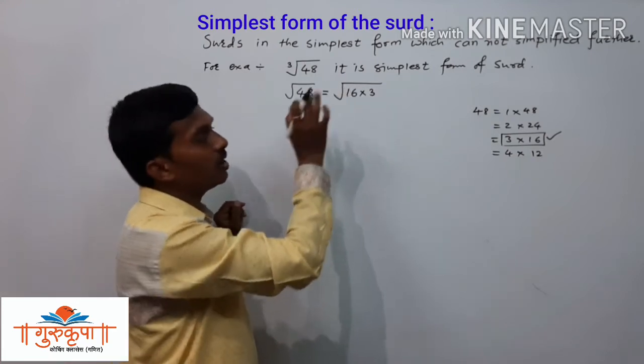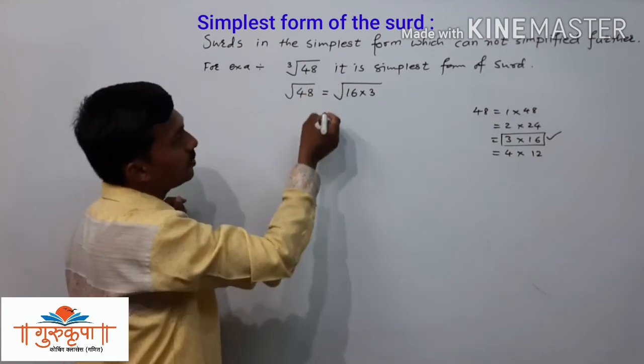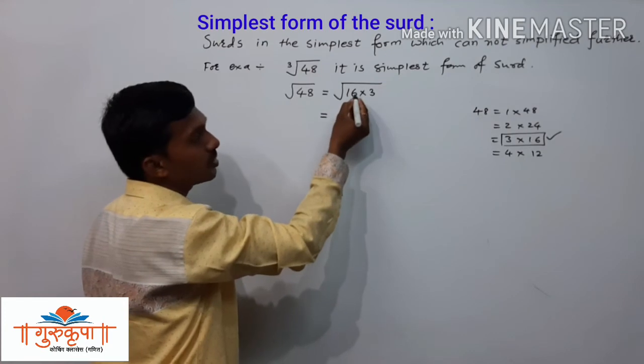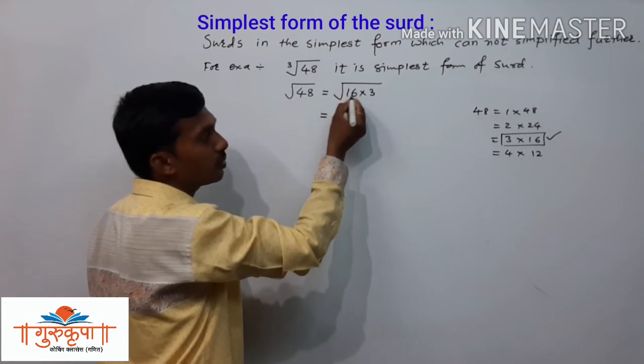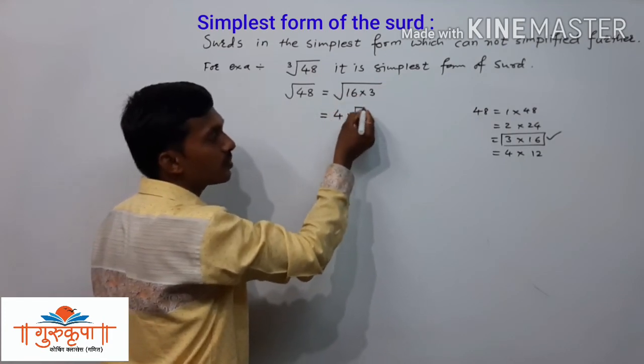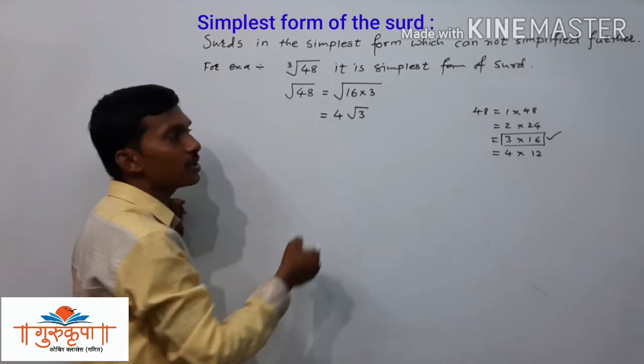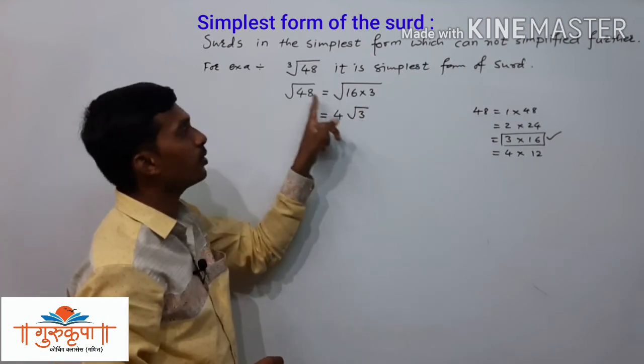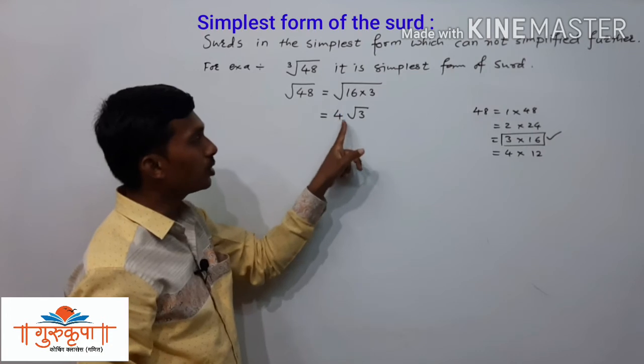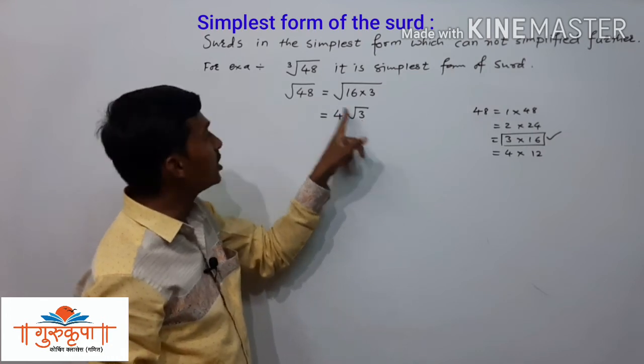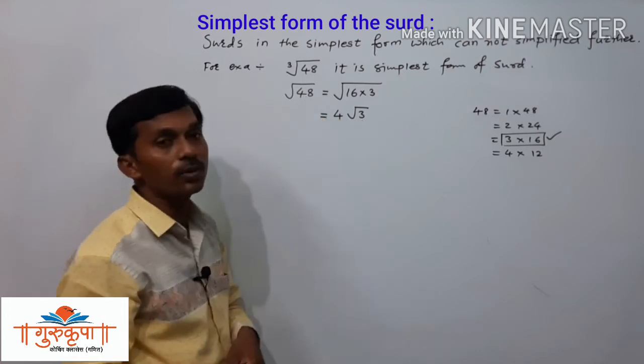We got the proper factorization there. Now you can simplify this as square root of 16. Square root of 16 is 4. And it is impossible to find the square root of 3, since this is the simplest form of the given surd. 4 √ 3 is the simplest form of square root of 48.